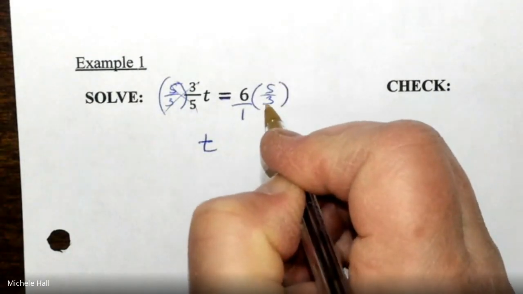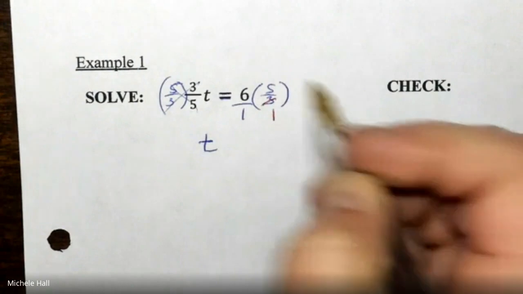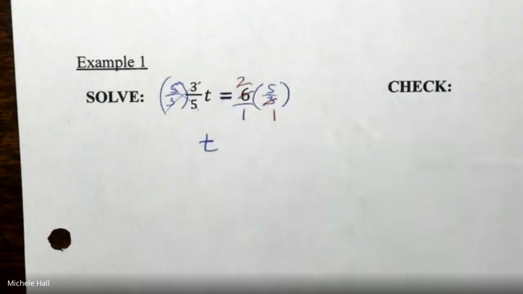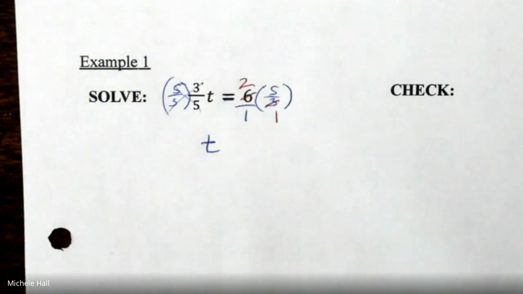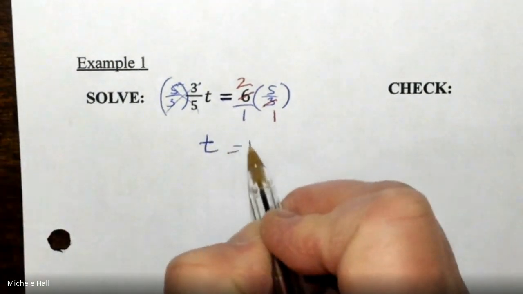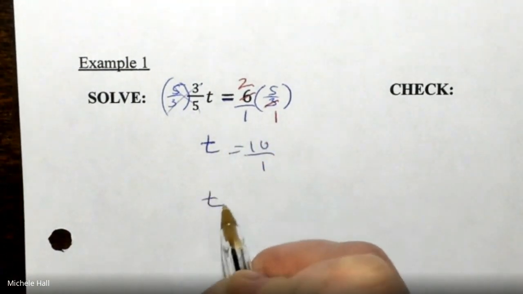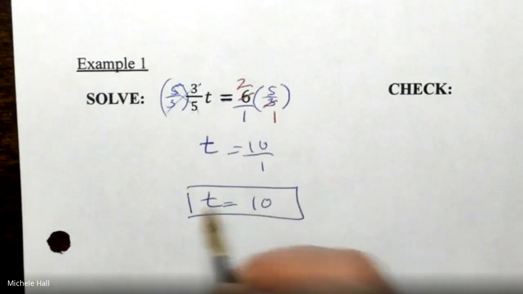The common factor is 3. 3 divided by 3 is 1. 6 divided by 3 is 2. And now I just multiply straight across. What do we get when we multiply straight across, James? We get 10/1, which just equals 10.